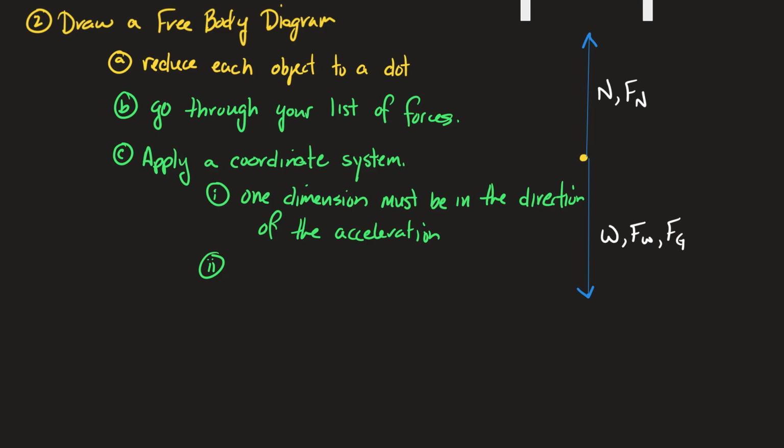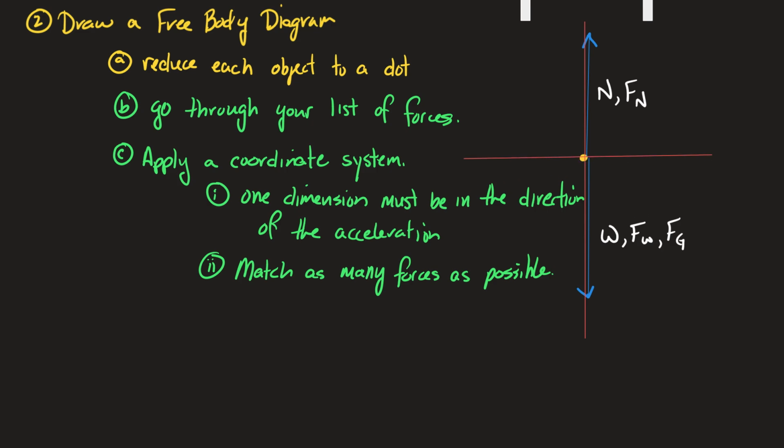If it's not accelerating, you want to match as many forces as possible. The more forces that are not on your coordinate system, the more trig you have to do. So if you want to reduce how much trig you have to do, try and line up your coordinate system with as many forces as possible. Now this one's going to be easy because the two forces are more or less in the same direction. So I'm going to choose a coordinate system that's aligned with as many forces as possible, and that happens to be all of them.